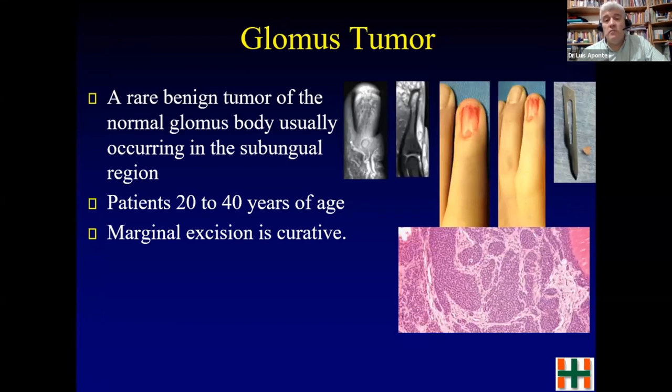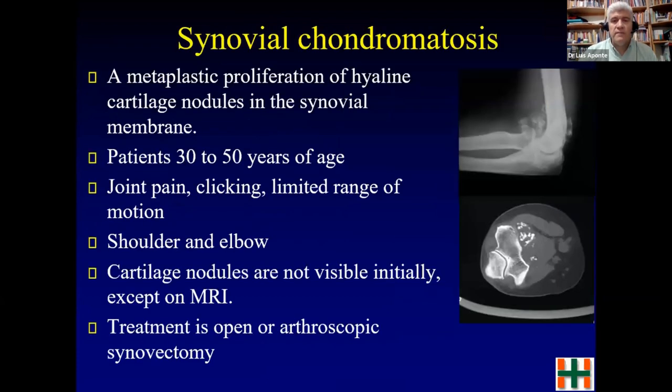Then the glomus tumor, which hand surgeons usually see more than us. It's a rare benign tumor of the normal glomus, found in the fingers. It's very common in the subungual region, in patients 20 to 40 years old, and treated with marginal excision. There is also glomus tumor in the lower limb. You can see it's intermediate, but it's mainly in the muscles near the femur or other parts, though in the finger it's always a benign tumor.